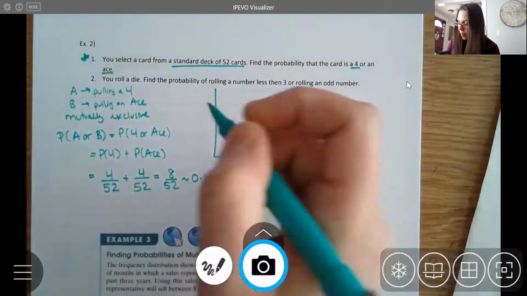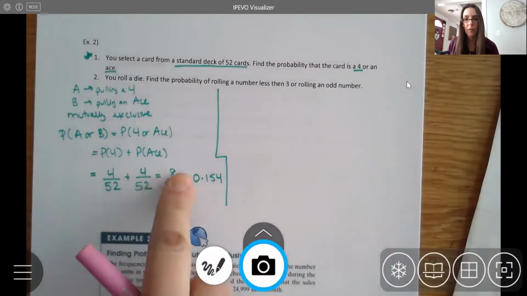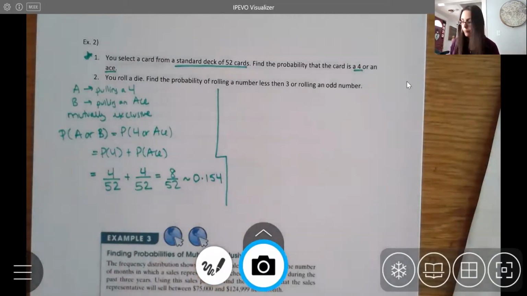And so the biggest thing with probabilities is really just thinking about what the question is asking. We've seen a lot of different wording, right? Are you pulling a 4 first and then an ace second? Do you have an and idea? Here we have an or idea. So it's a 4 or an ace. There are 8 options for those cards out of the 52.